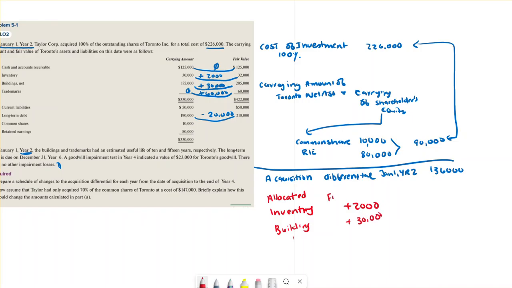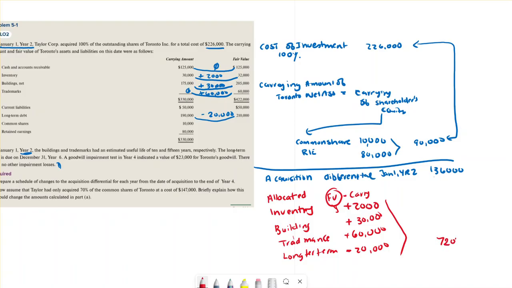We record them at fair value, so fair value minus the carrying amount, and this is where we are getting our positives and negatives. So we have assets there increasing. Going further, we have a trademark, and my trademarks have gone up by 60,000, and my liability has also gone up, but the liability will decrease, it's a liability, so it will be a minus, so my long-term debt.